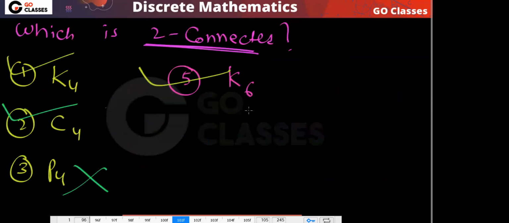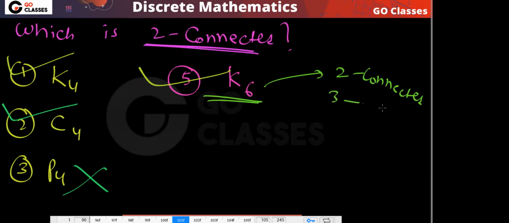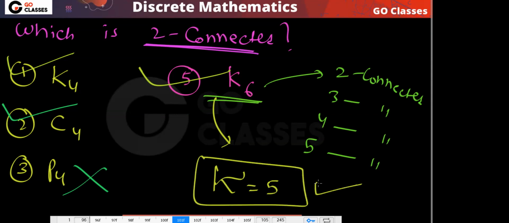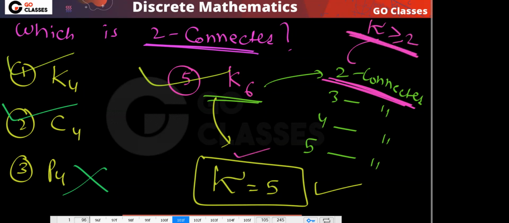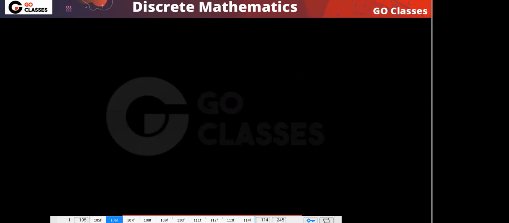Like in this example, see in this K6, this is 2 connected. This is 3 connected also. This is 4 connected also. This is 5 connected also. And what is the connectivity number? The connectivity number is 5. So this is 2 connected, 3 connected, 4 connected, 5 connected, and finally the kappa is 5. So when I say 2 connected, it simply means that your kappa is greater than or equal to 2. Very simple. Okay, are all these things clear?